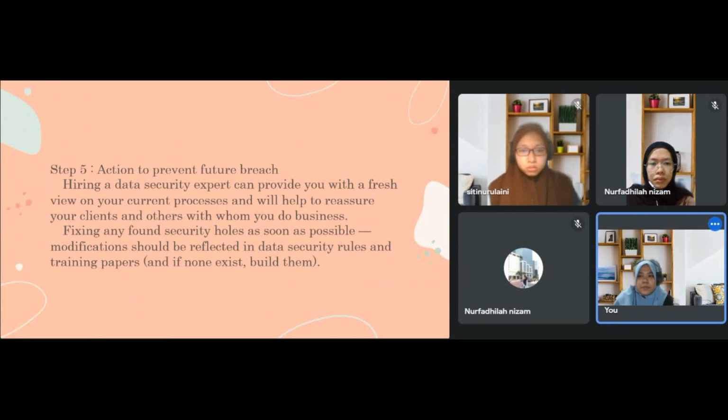Step 5. Action to prevent future breaches. The organization or hospital must hire a data security expert who can provide a fresh view on current processes, help our hospital and others do business, and fix any security holes as soon as possible. Modifications should be reflected in data security rules and training purposes.